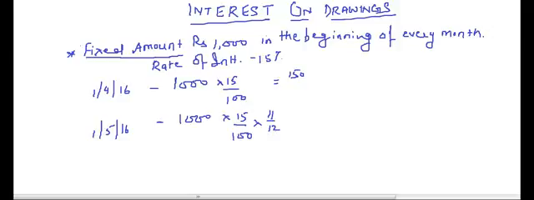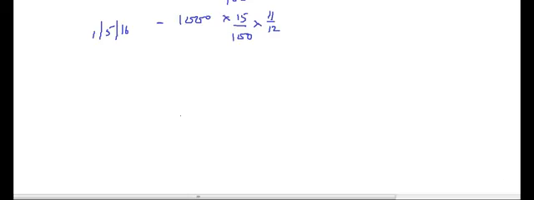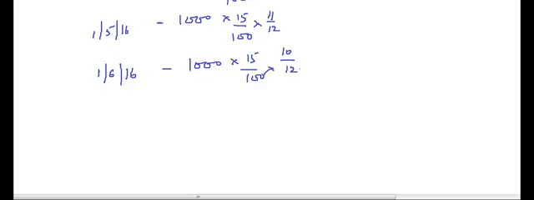Similarly, if he is now withdrawing on 1/6, because it is the beginning of every month, for how many months will we charge him? He is using money from 1/6/2016 to 31st of March, so 10 months. Clear? Now this calculation will go on for very long. We'll have to calculate for every month, like we are calculating for 1/4, 1/5, 1/6. This can be a very lengthy calculation.